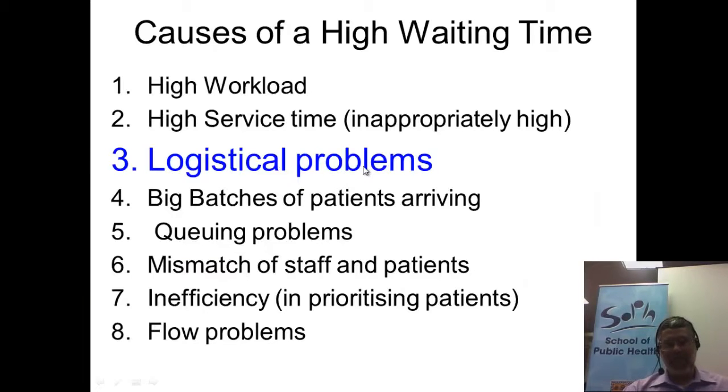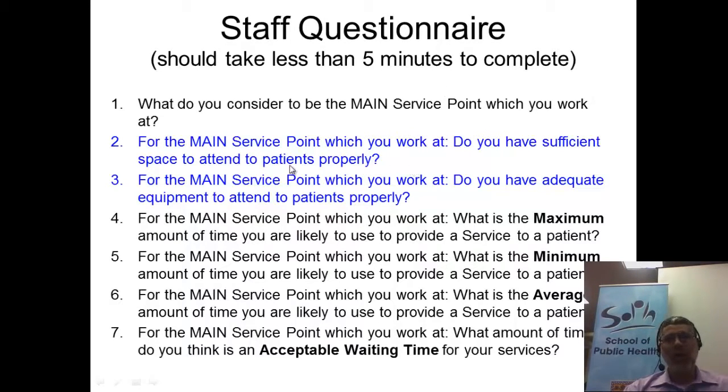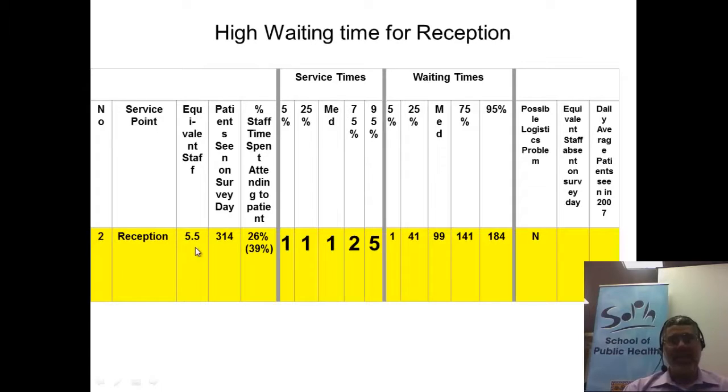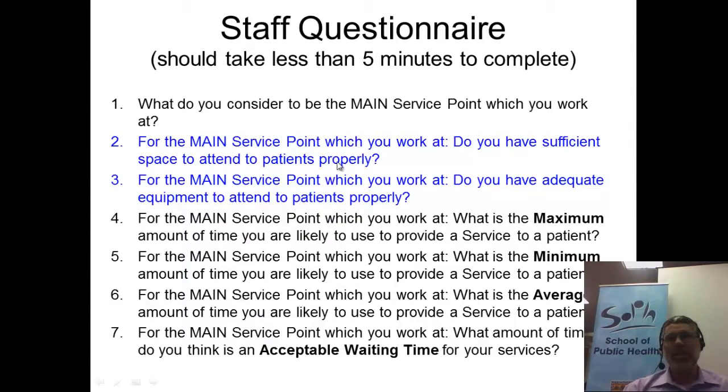Is it due to logistical problems? Okay? Now, if you'll recall, we asked the staff these questions in the staff questionnaire. Okay? Do they have sufficient space? Do they have adequate equipment? If any one of the staff who work at this service point had indicated that that was a problem, then we would have assumed that yes, there is a logistical problem at that service point. However, if all of them say that they have sufficient space and they have sufficient equipment, we would then conclude that there are no logistical problems that would relate to waiting times. So if one or more staff members indicate there's a logistical problem in terms of space or equipment, it is recorded as such. If all of them say that there isn't, then it's recorded as no.